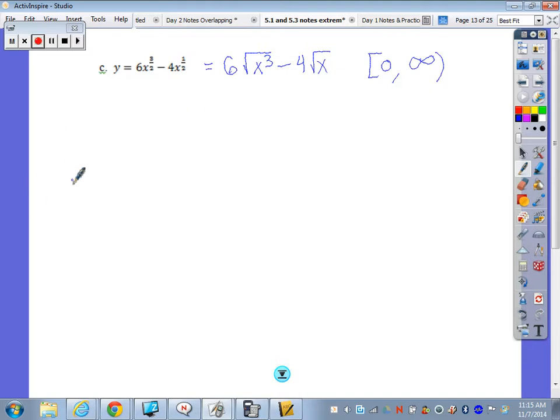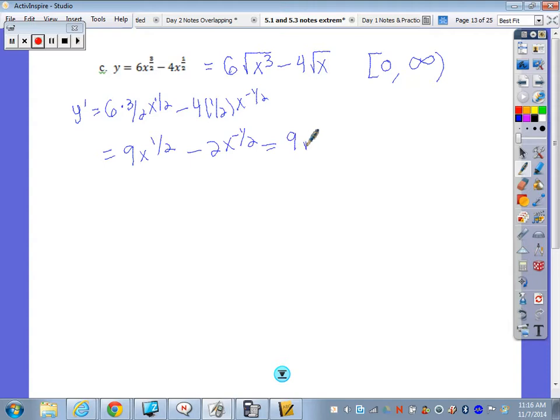Now we're going to do the first derivative test to find the local max and mins, global max and min, and where the function is increasing and decreasing. So I take the derivative. We get 9x to the 1/2 minus 2x to the negative 1/2. And I'm going to rewrite this because I'm going to need it simplified in order to solve it.